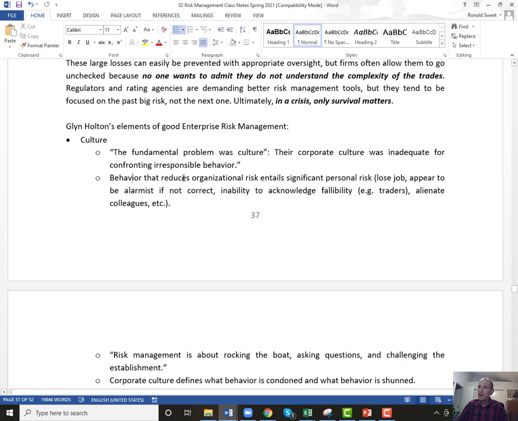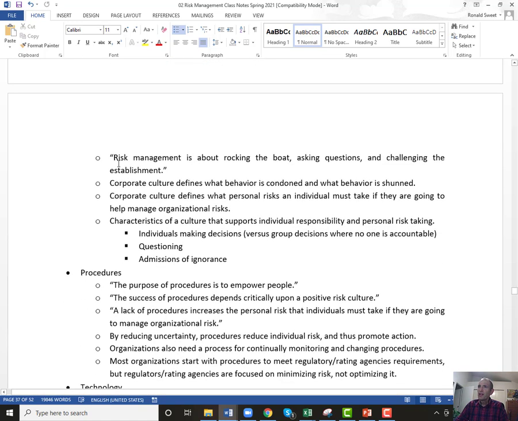You need behavior that reduces risk to not become personal risk. That if you do something to reduce the risk of your company, you should not be exposed to be losing your job, being fired. Risk management, you should be able to rock the boat. Ask questions, challenge the establishment.